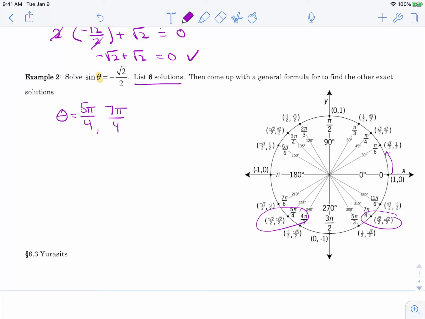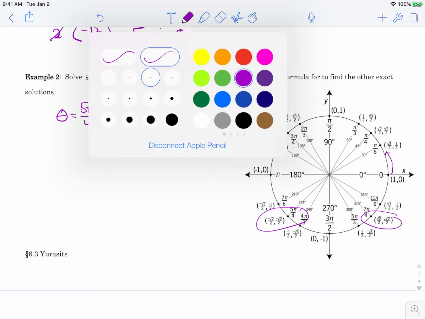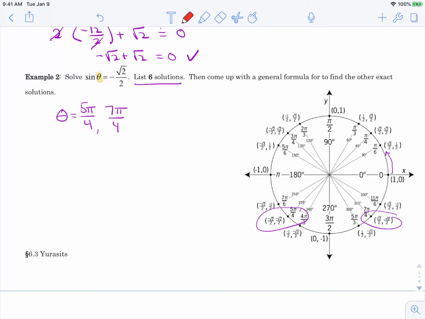But I need 6, okay? So what I need to do now is maybe switch directions. Let's go this way. From there to there, that would be negative pi over 4. And then if I keep going all the way here, that will be negative 3 pi over 4. All right, I could keep going, right? Because I only have 4 solutions.